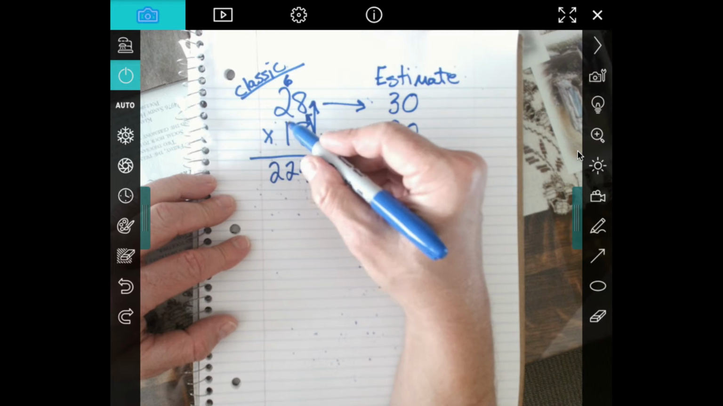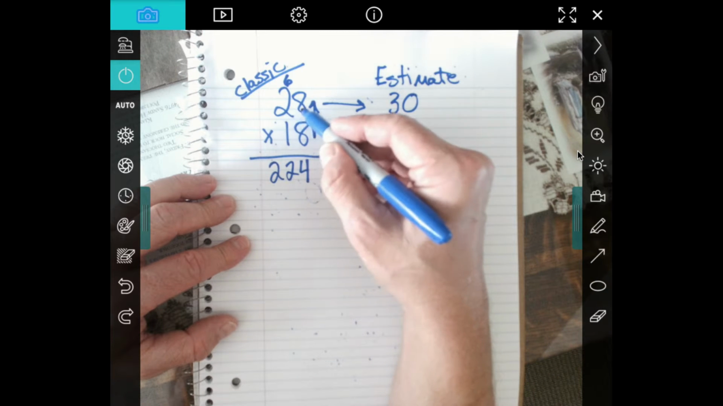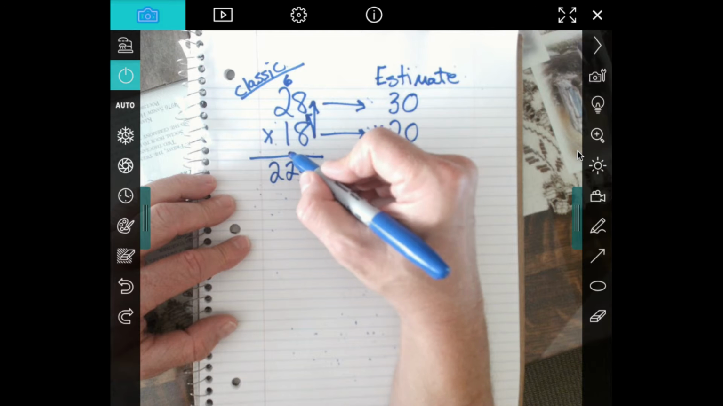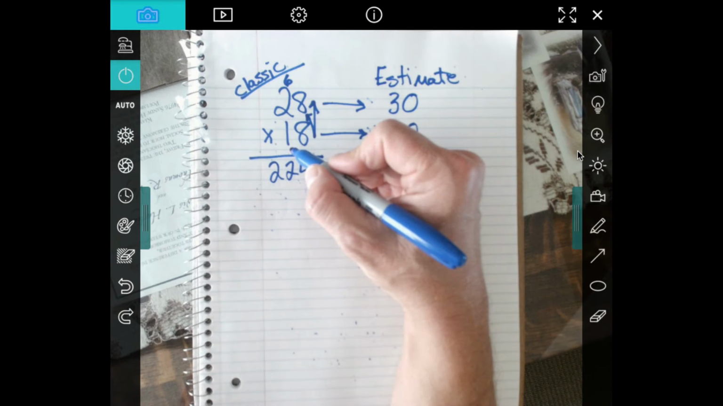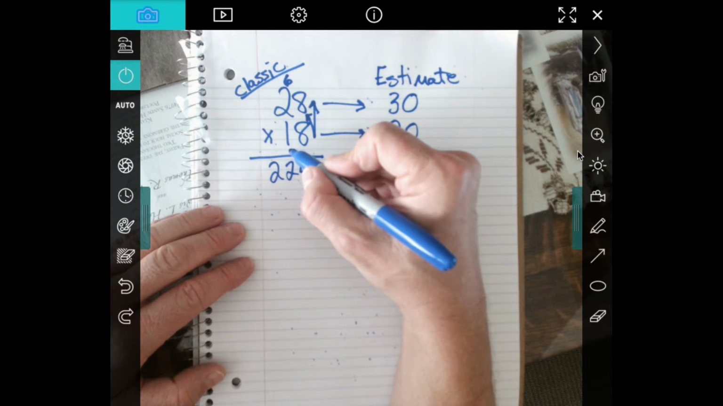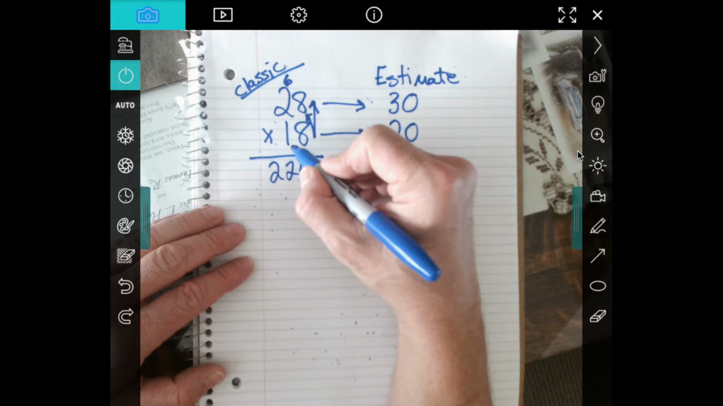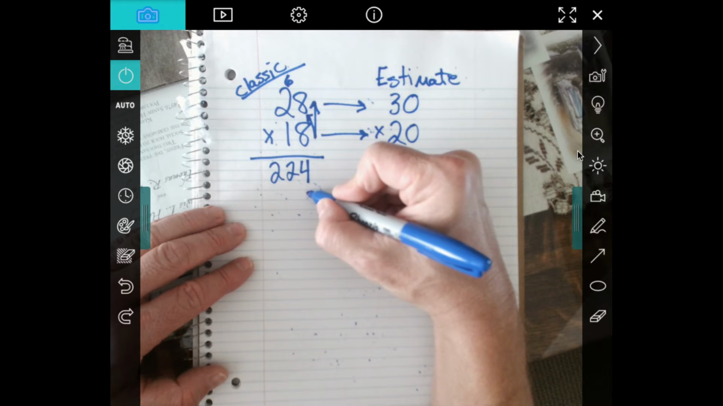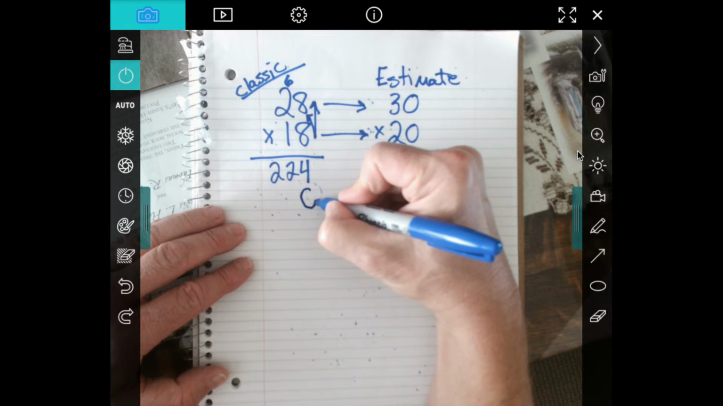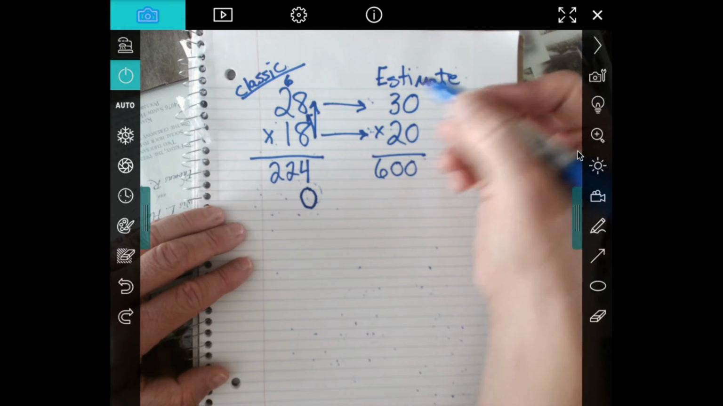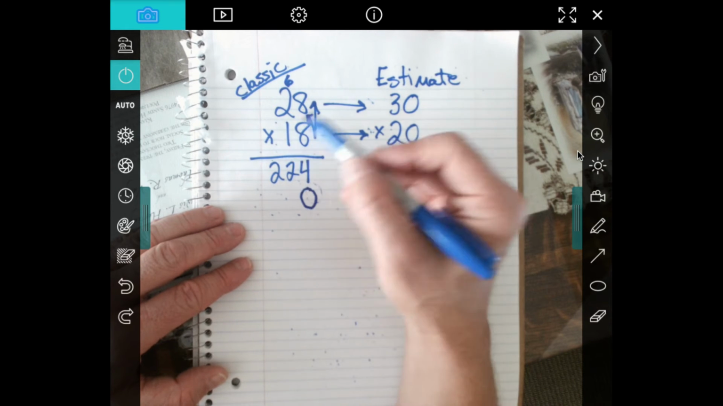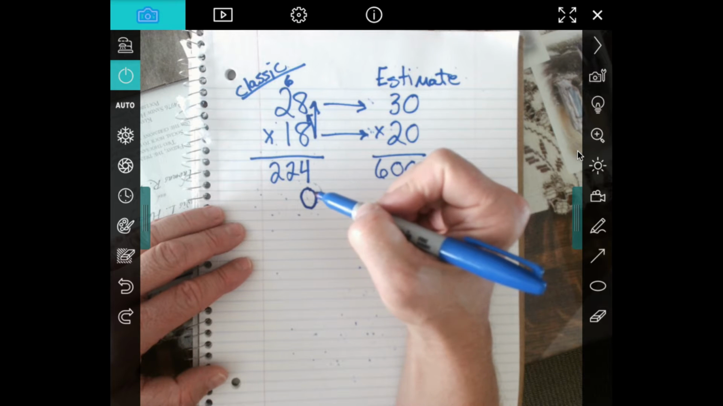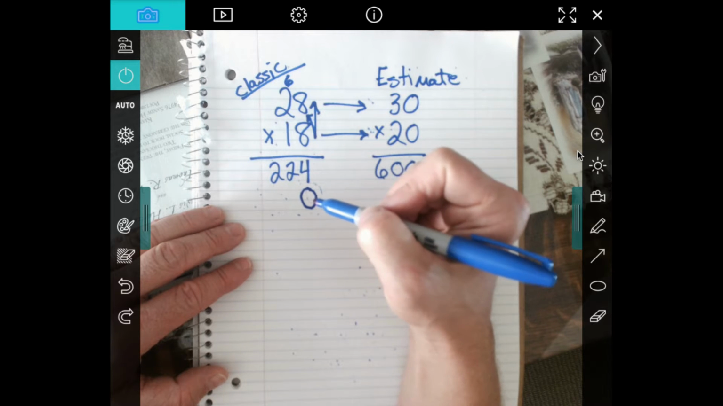Now, we're going to have to multiply the 1 times the 28. But this is not really a 1. Remember I said that a few seconds ago? The 1 is sitting in the tens place of the 18. So this 1 is actually a 10. Now, since this 1 is a 10, we are going to have to start our second partial product with a 0. Because whenever you multiply anything by 10, the product will have a 0 in the end of it.